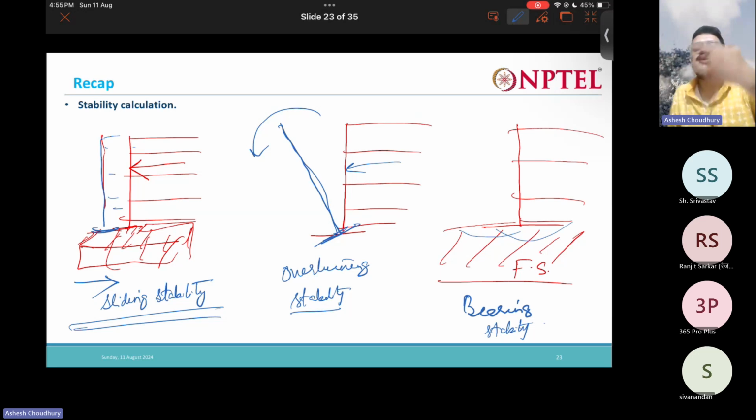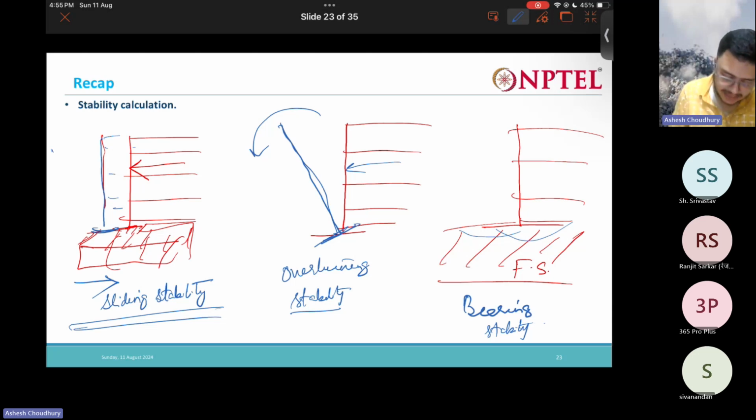Sliding. So we are going to make three factor of safety checks every time we design a reinforced soil wall: the sliding check, the overturning check, and the bearing check. We are going to find the sliding factor of safety, the overturning factor of safety, and the bearing capacity factor of safety. All this we are going to calculate and check.